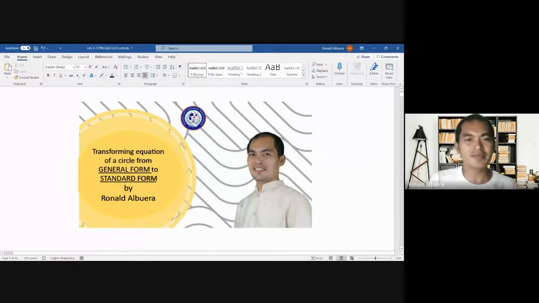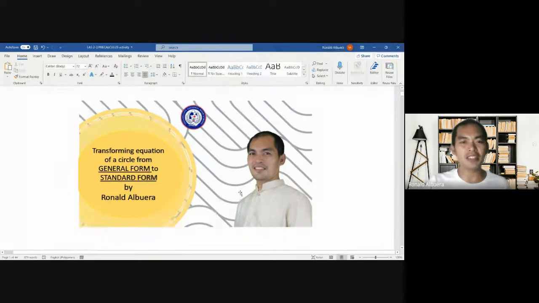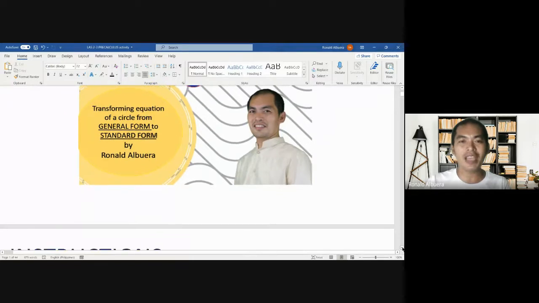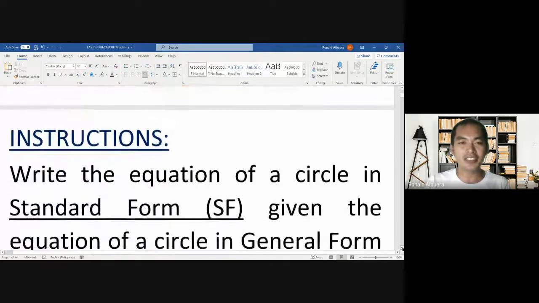Good morning! Our lesson for today is all about transforming the equation of a circle from general form to standard form. Let's proceed to an illustrative example. But first, we have the instructions.